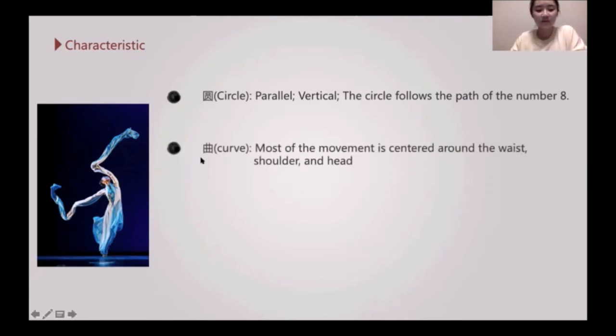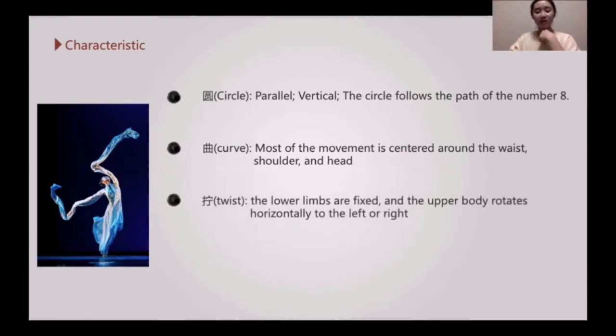And the second one is curve. The Chinese is qu, and we call it curve in English. Most of the movements are centered around the waist, shoulder, and head. For example, using your head is like something like that. And use your shoulder, maybe go to your left or to your right. It depends on the piece, definitely. Shoulder and head and waist, you cannot see my waist, but it's also moving.